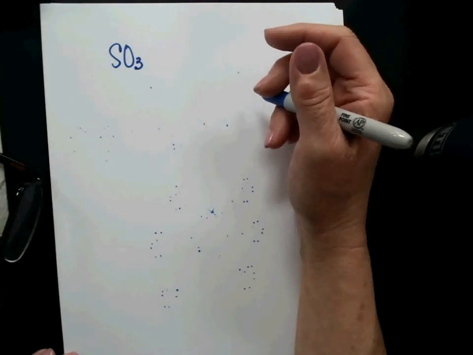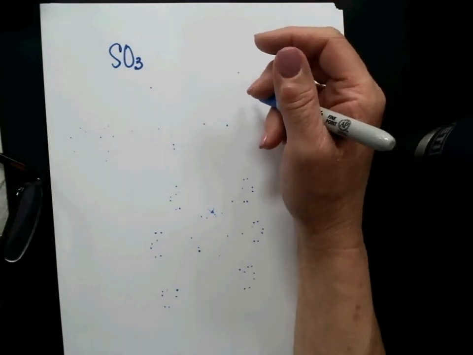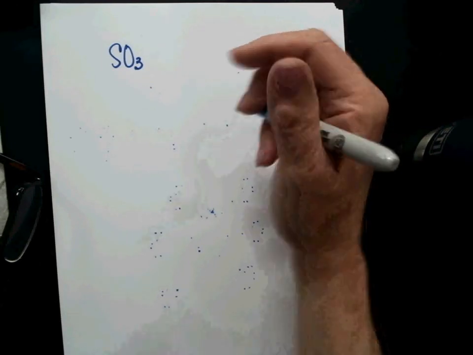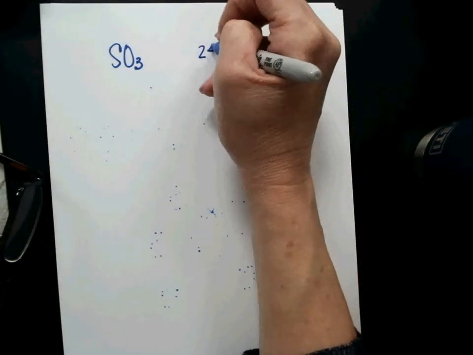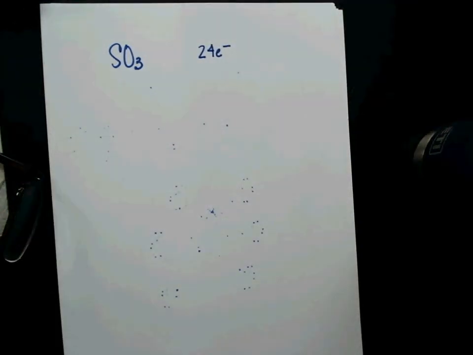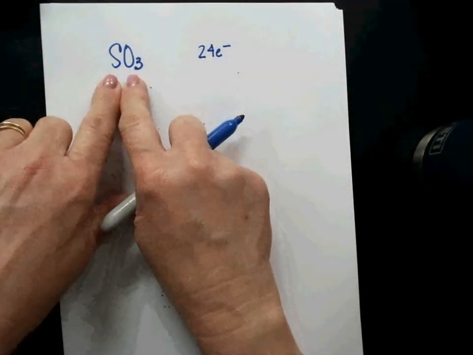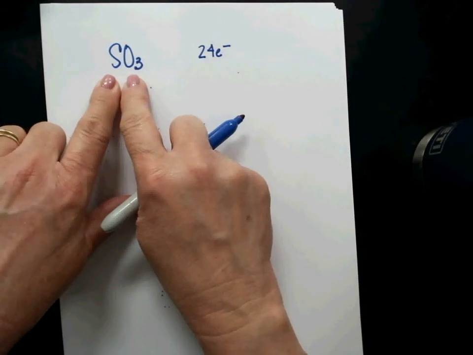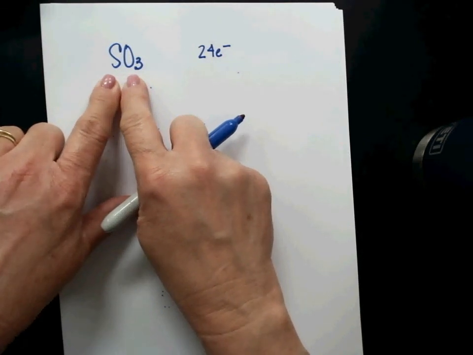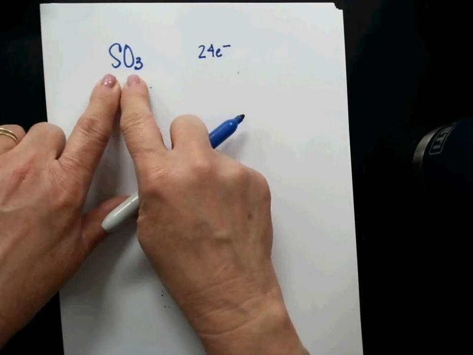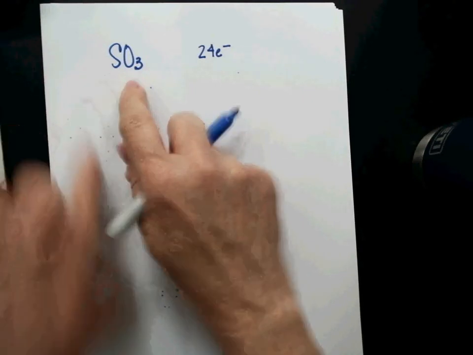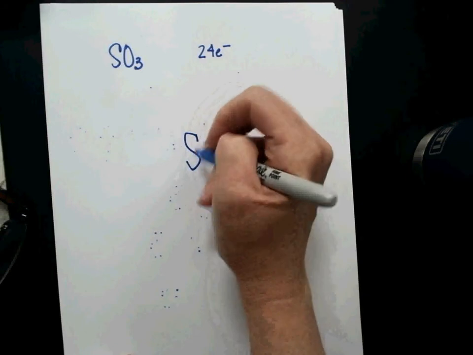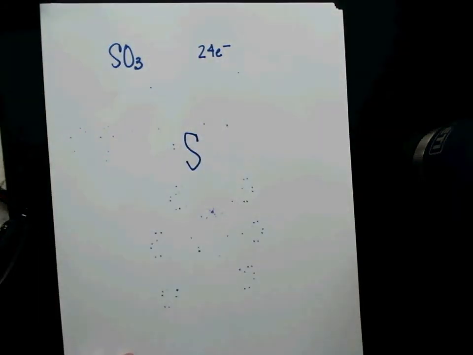Okay, Jonah, what's the total number of electrons I have to work with? Did you figure that out yet? 24. So I've got 24 electrons to work with. Now here's my next question. When I look at this, they all have 6 electrons, right? So one isn't any better than the other to put in the center, but what should I pick to put in the center? The one that's all by itself. So I'm going to pick sulfur.